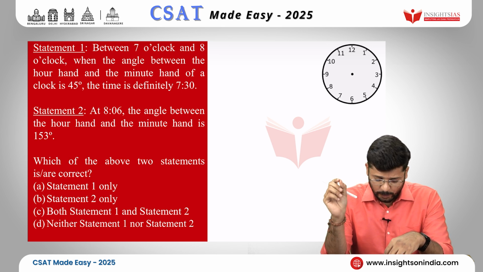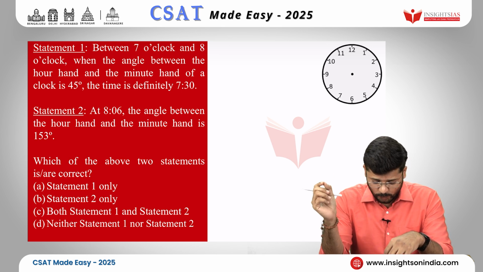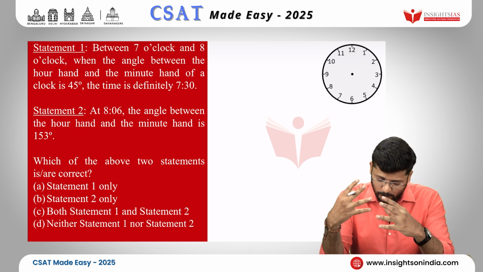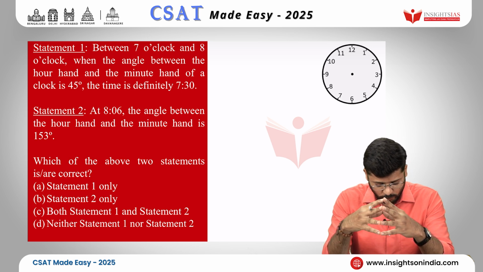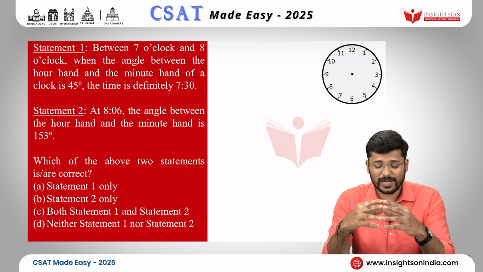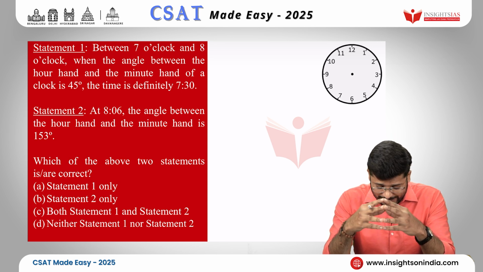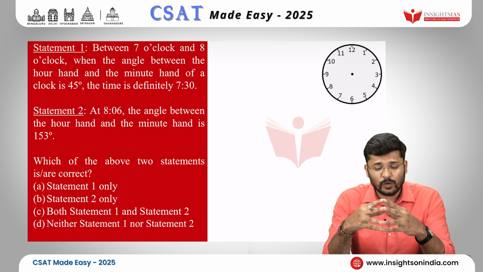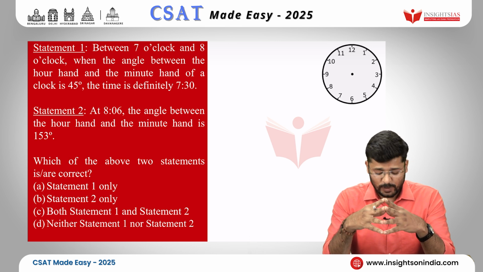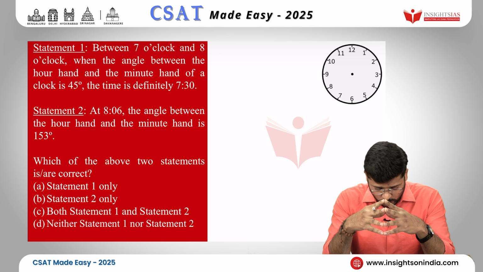Statement 1. Between 7 o'clock and 8 o'clock, when the angle between the hour hand and the minute hand of a clock is 45 degrees, the time is definitely 7:30. Statement 2. At 8 hours 6 minutes, the angle between the hour hand and the minute hand is 153 degrees. Now they are asking us which of the above two statements is or are correct.